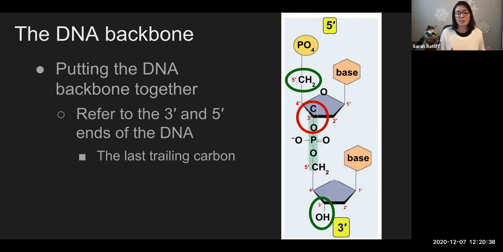This can get confusing. As long as you start counting your carbons where the nitrogenous base, the A, C, G, or T, is connected to that sugar, and count clockwise, then you can figure out the orientation of your DNA. In this particular example, the 3' carbon is at the bottom, the 5' carbon is at the top, orienting our DNA with 5' at the top, 3' at the bottom.